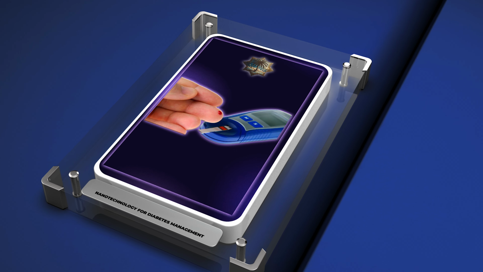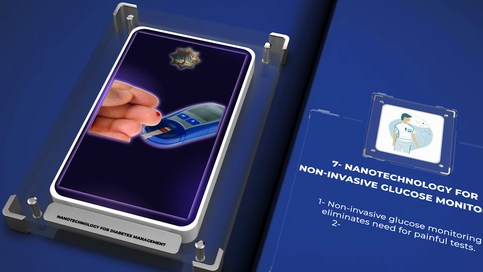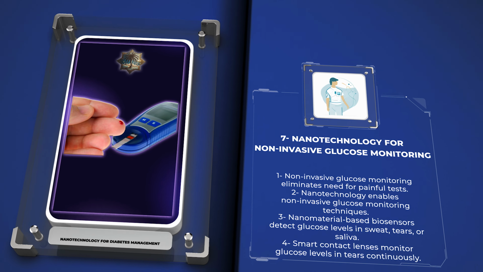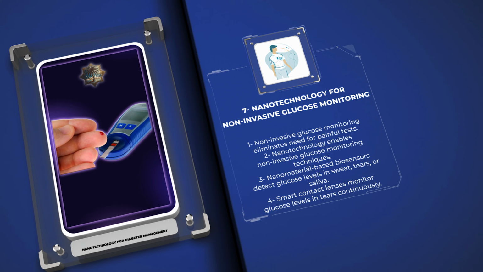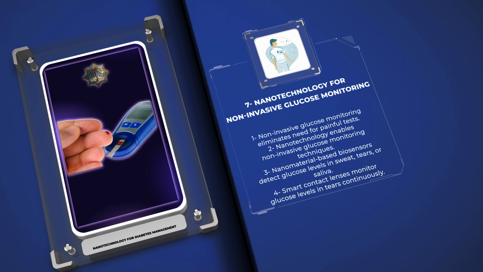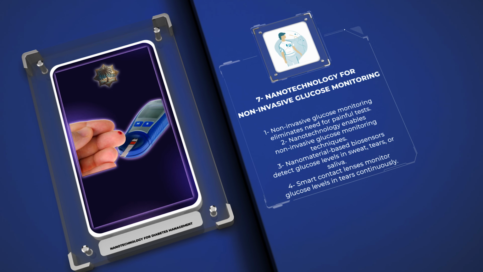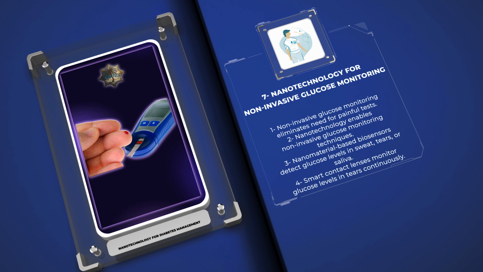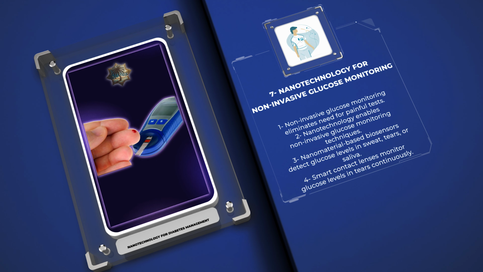Non-invasive glucose monitoring is a holy grail in diabetes management, eliminating the need for painful finger prick tests. Nanotechnology has paved the way for innovative non-invasive glucose monitoring techniques. For instance, nanomaterial-based biosensors can detect glucose levels in sweat, tears, or saliva. Additionally, nanotechnology enables the development of smart contact lenses capable of monitoring glucose levels in tears continuously. These breakthroughs in non-invasive glucose monitoring will significantly enhance the convenience and quality of life for diabetes patients.